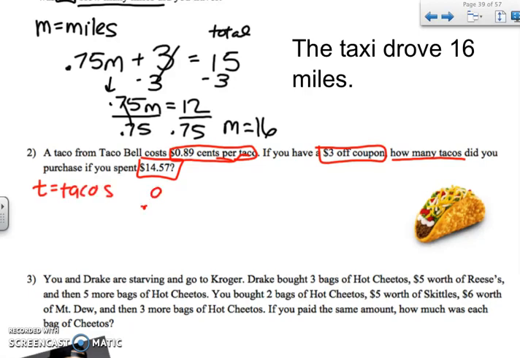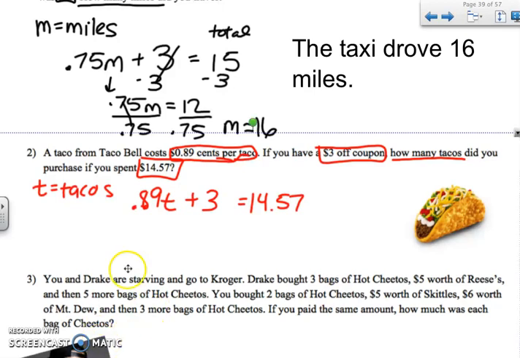So your equation should have been 0.89T, 14.57 was your total. Now you should have had plus 3, and if you put minus 3, here's why. If you have that coupon in your pocket, you have an extra $3, so that's why it's going to be plus 3. Because in the long run, you do want that coupon subtracted, but you don't want to take it away from what you have.